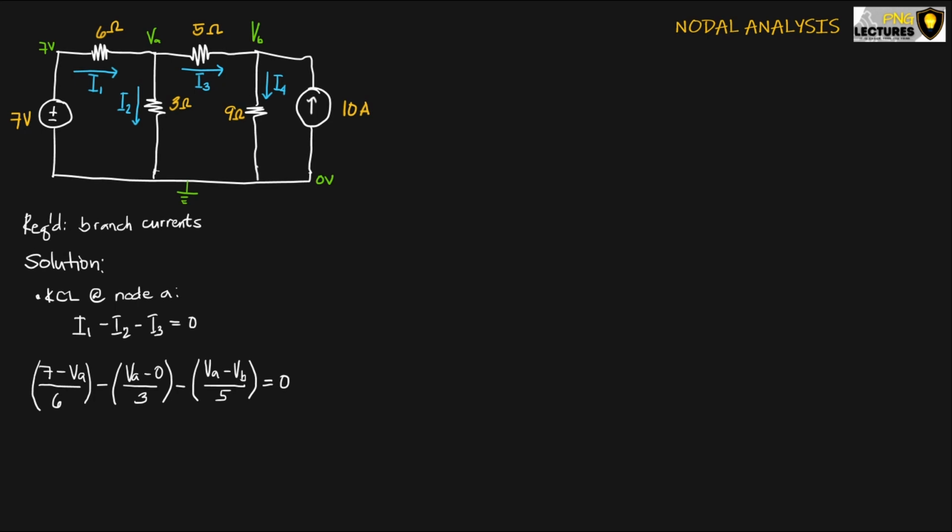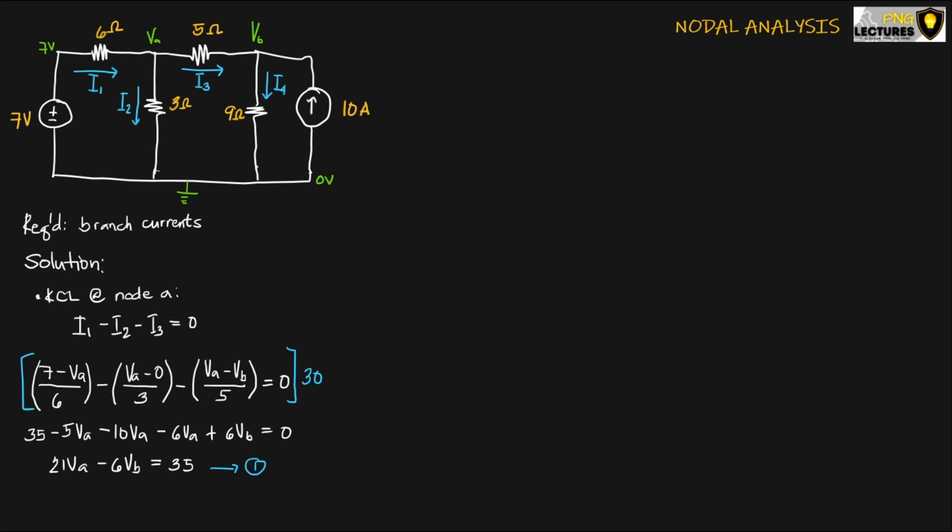Now that we have this particular equation, we can use algebra to simplify it. We just have to use the LCD, in this case 30, and multiply it through to simplify the equation. Now we have 35 minus 5VA minus 10VA minus 6VA plus 6VB equals 0. Combining similar terms and rearranging the equation, we have 21VA minus 6VB equals 35. This will be our equation number 1.